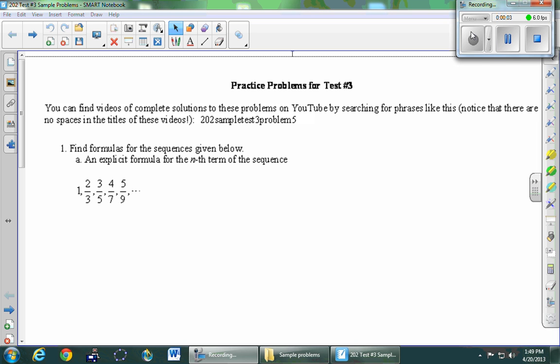This is problem number 1 on the practice problems for test number 3. Find formulas for the sequences given below. Part A, an explicit formula for the nth term of the sequence 1, 2/3, 3/5, 4/7, 5/9.